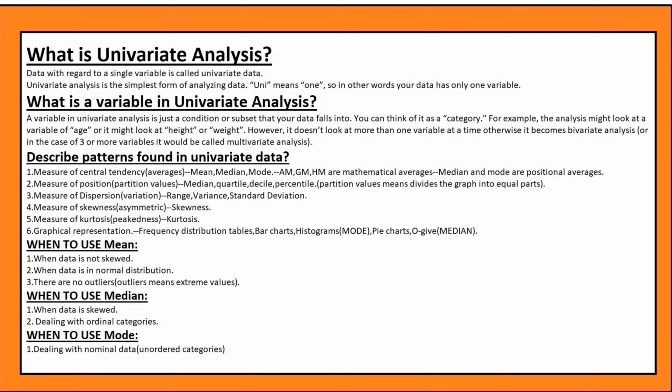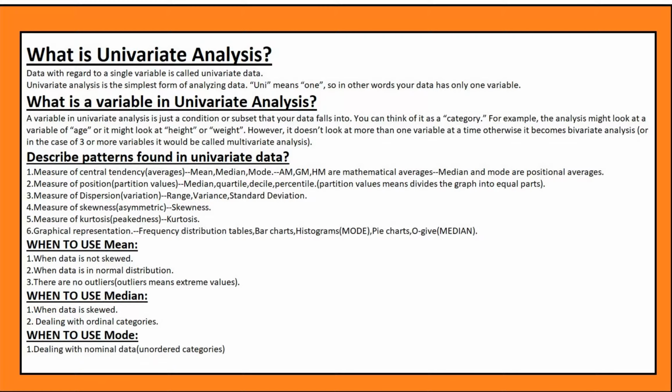What is a variable in univariate analysis? A variable in univariate analysis is just a condition or a subset that your data falls into. You can think of it as a category. So for example, if you want to analyze the age, the height, the weight, age, height, weight are all the categories.